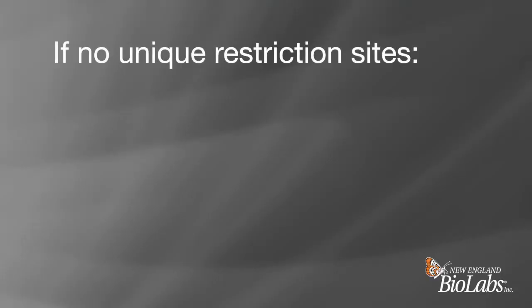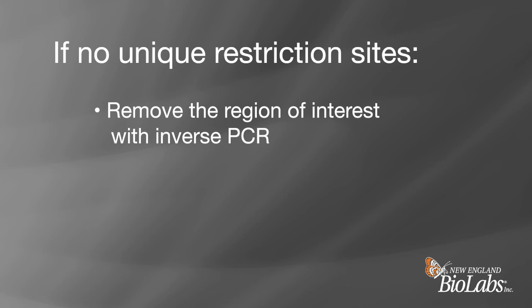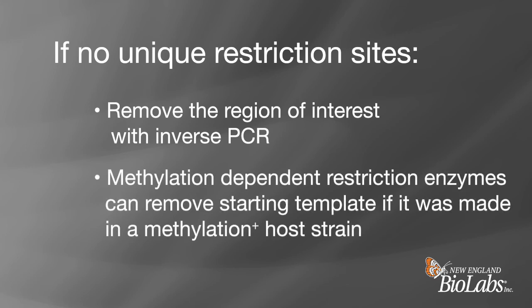If there are no unique restriction sites within the defined area, the region of interest can be removed by inverse PCR. Methylation-dependent restriction enzymes can then be used to remove the starting template, assuming it was made in a methylation plus host strain.